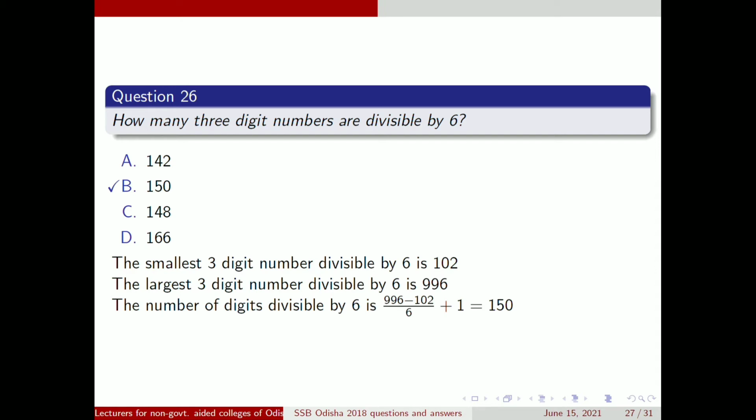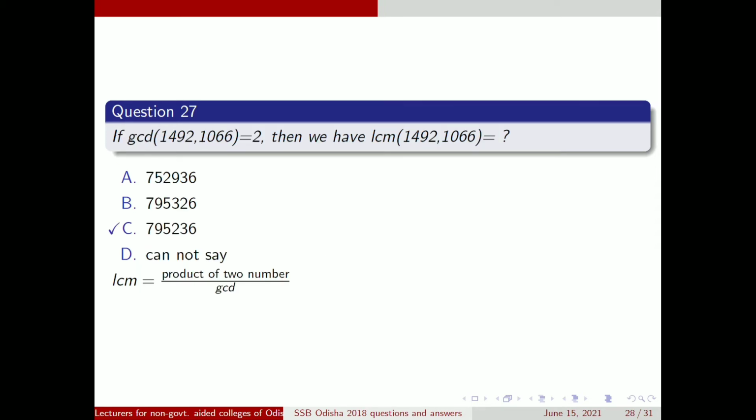Now question 27. Here the GCD of two numbers is 2 and we have to find the LCM of the two numbers. We know the formula: LCM is equal to the product of the two numbers divided by the GCD, so for finding the LCM we have to multiply these two numbers and divide by 2. We get the result that option C is the correct answer.